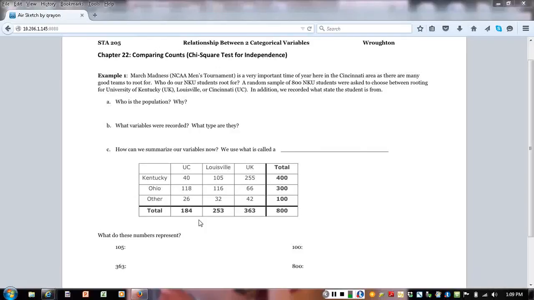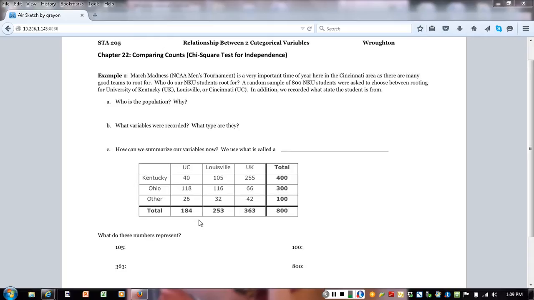Alright, so you should have the relationship between two categorical variables notes in front of you. Up until this point, we've only focused on having one categorical variable. Now we're going to talk about how we look at things when we have two categorical variables instead. If you want to look at the book, that's in chapter 22 for the Chi-squared Test for independence.